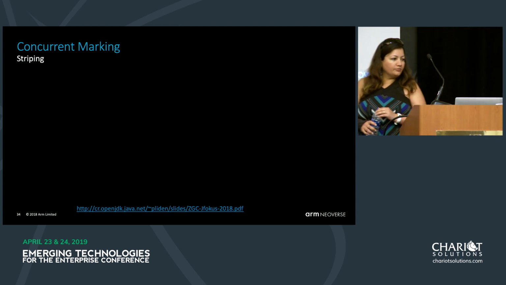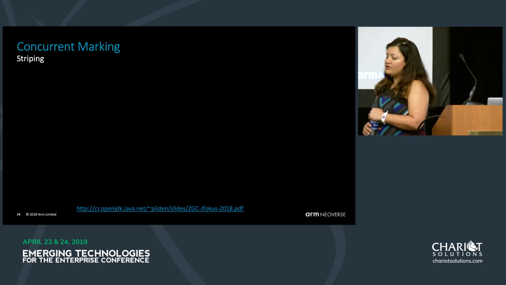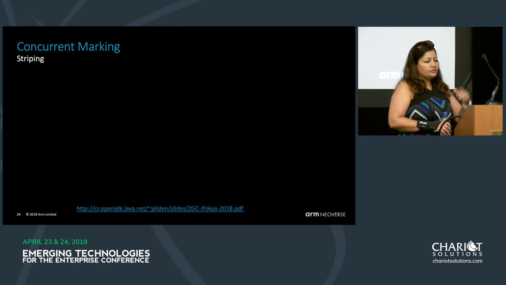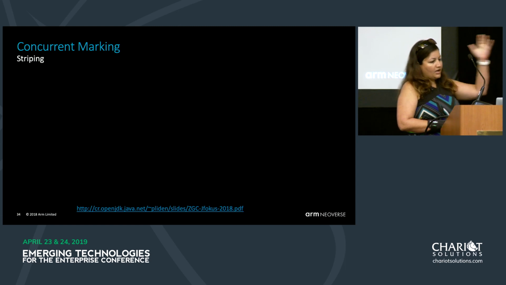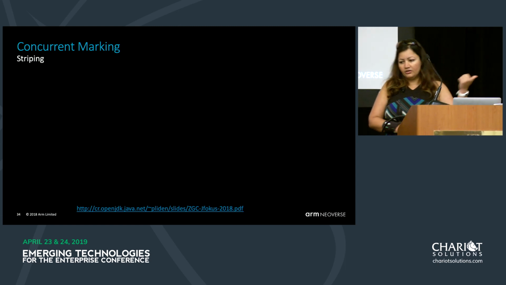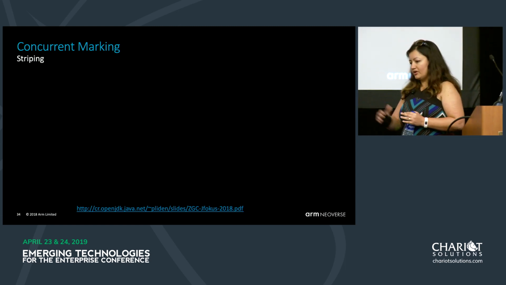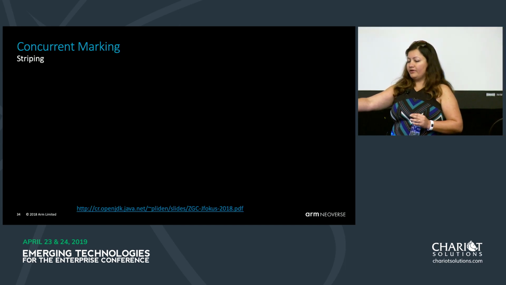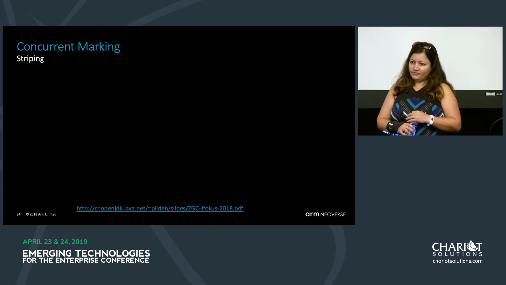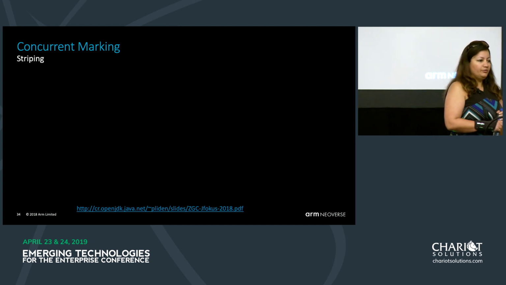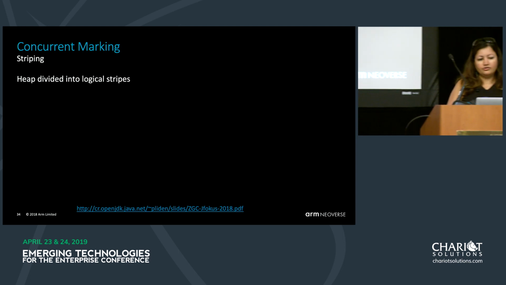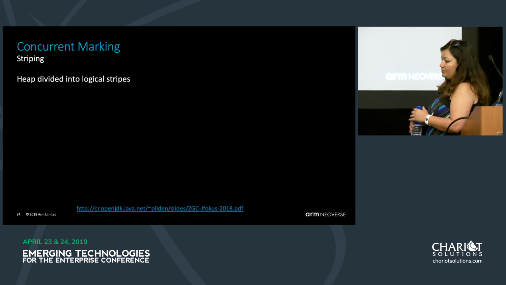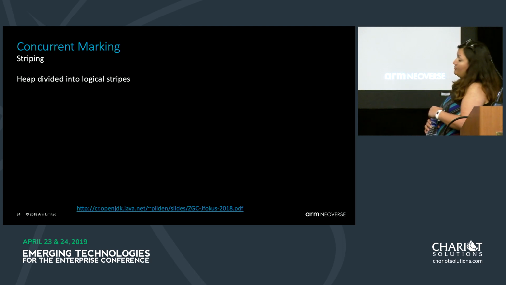So moving on to concurrent marking. Remember I was talking about striping. How does striping help? Going back to the way the colored pointers work, we have about 0 to 42 bits as the addressable area, so we can get up to 4 terabytes. With such big heap considerations, the best way to do it is to stripe the heap into a logical set of stripes.